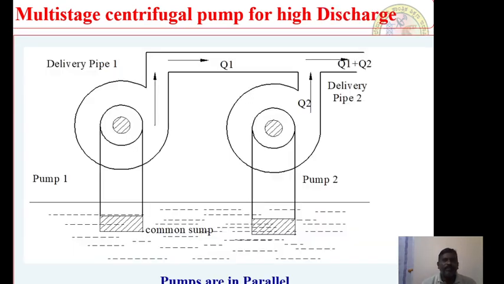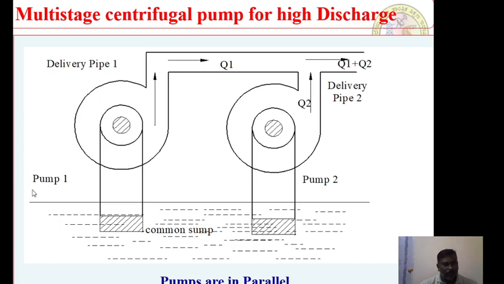Next, multi-stage centrifugal pump for high discharge. If you want to discharge a large quantity of water, the pumps have to be connected in parallel, right? This is the arrangement of the parallel connection, multi-stage centrifugal pump for high discharge. We have an impeller pump 1 and pump 2. The outlet of pump 1 is connected to the outlet of pump 2. Pump 1 is lifting the same amount of water from the common sump, and pump 2 is also lifting the same amount of water from the common sump itself, right?